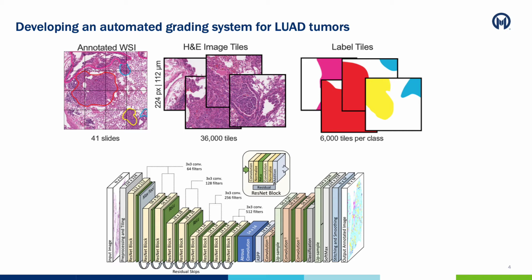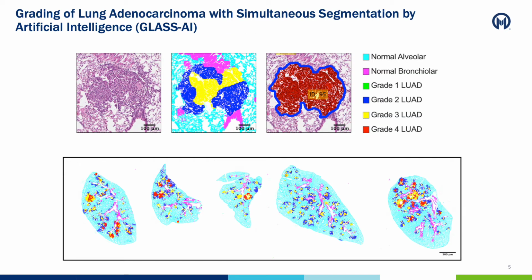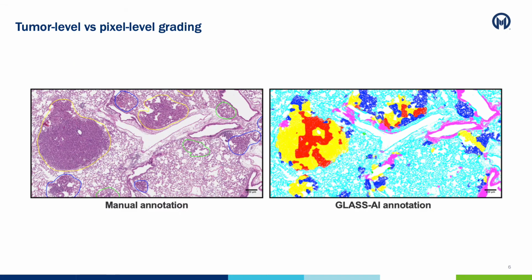The training library was constructed from 41 whole slide images of hematoxylin and eosin stained sections from 4 different mouse models to ensure that our pipeline could be generalized to other models after training. This pipeline for grading of lung adenocarcinomas with simultaneous segmentation by an artificial intelligence, which we call GlassI for short, outputs a map that provides an overview of the distribution of tumor grades throughout a slide along with detailed results tables for individual tumors. After 20 training epochs, GlassI achieved a micro F1 score of 0.88 on our test dataset, meaning that for 88% of pixels annotated as tumors, GlassI assigned the same grade as human raters.